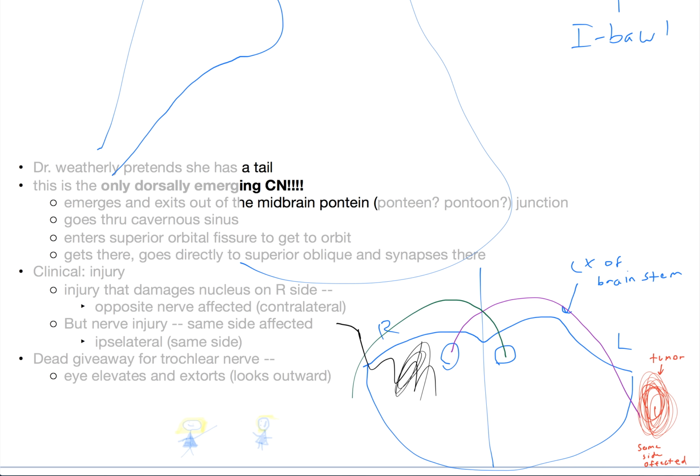If you ever read this in a question stem, it's a dead giveaway that it's a trochlear nerve, okay? When you lose the superior oblique, you have unopposed action of the inferior oblique, okay? So the eye that is affected looks out and over. So it elevates and extorts, so it looks outward. So it's looking like it's doing what my hand is doing. That's the direction the eye is looking.